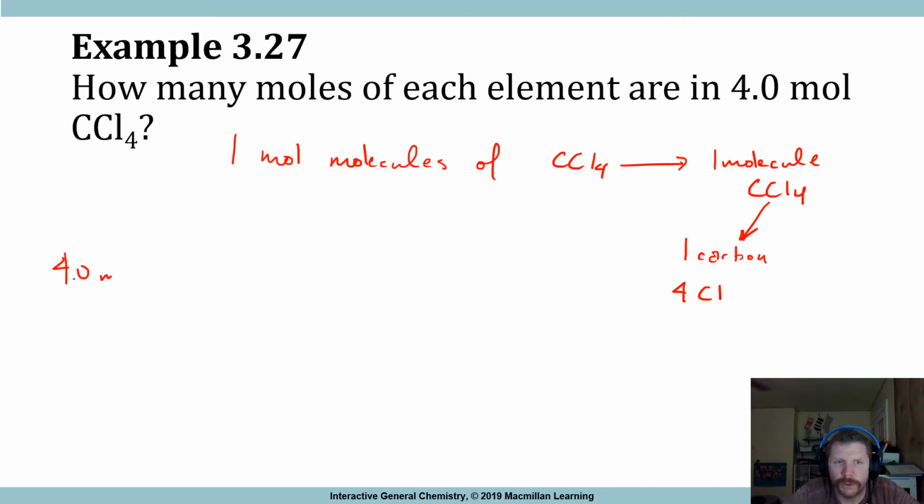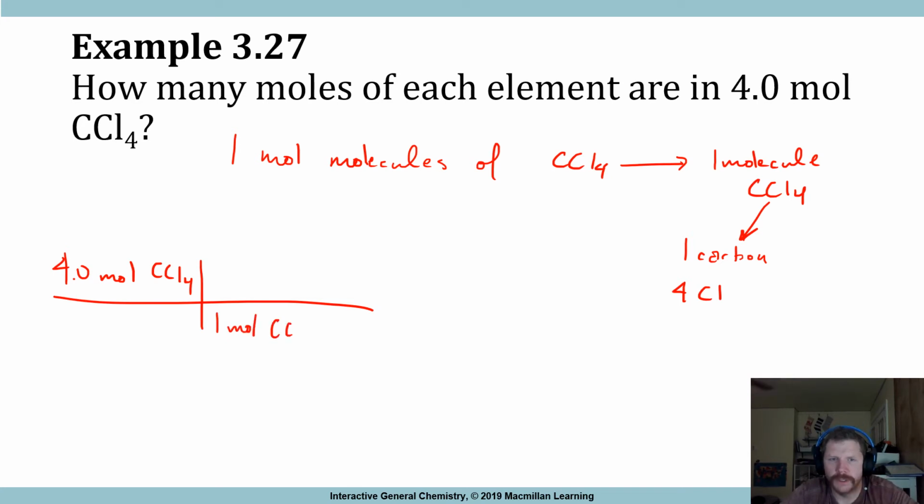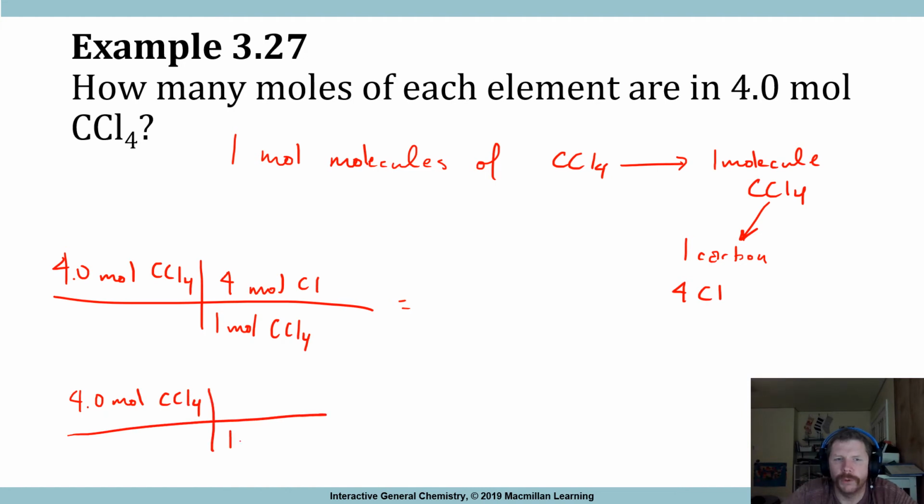I'm going to say 4.0 mole of CCl4. 1 mole of CCl4 has 4 mole of Cl. 4.0 mole CCl4, 1 mole CCl4 for 1 mole of carbon. So I've got 16 mole of Cl and 4 mole of, sorry, that's Cl and C. Okay.